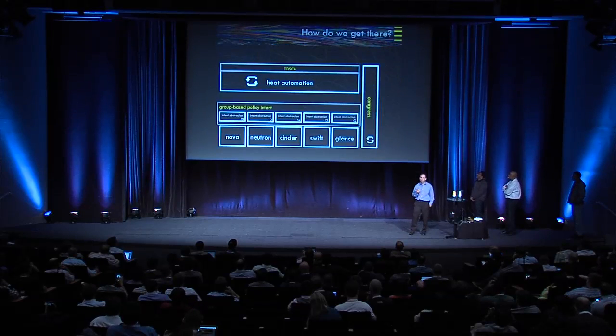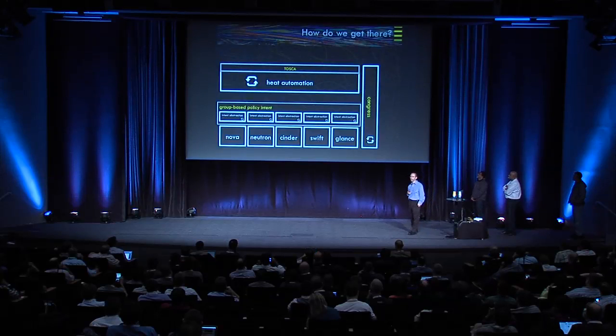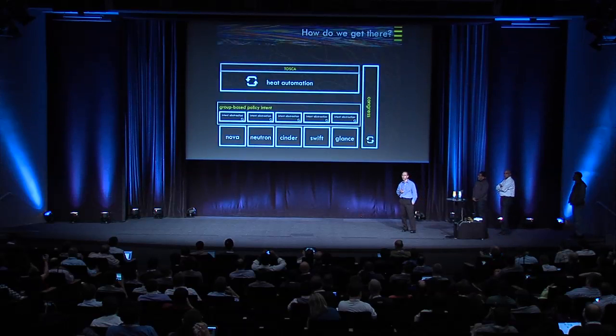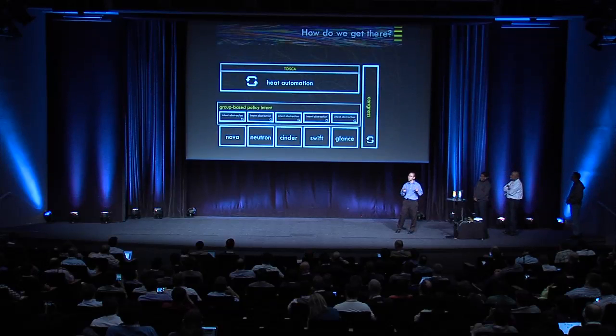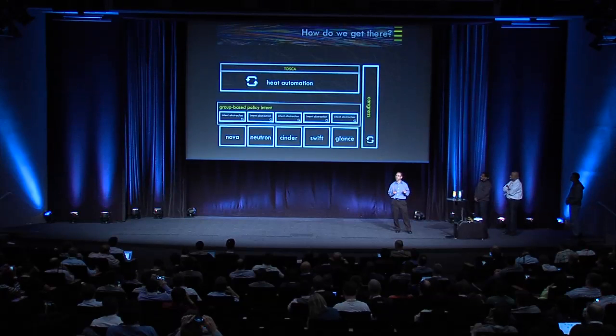So how do we get there? Well, there's a lot of different work going on across these different dimensions. In the automation space, there's projects like Tosca, which are thinking around intent-based interfaces. There's group-based policy, which is what we're going to focus on today, looking at domain-specific interfaces to capture intent. And then there's other projects like Congress, which are looking at the governance angle of policy.